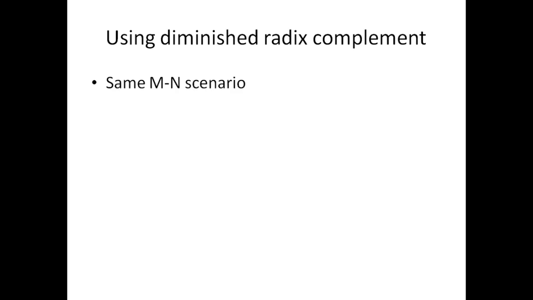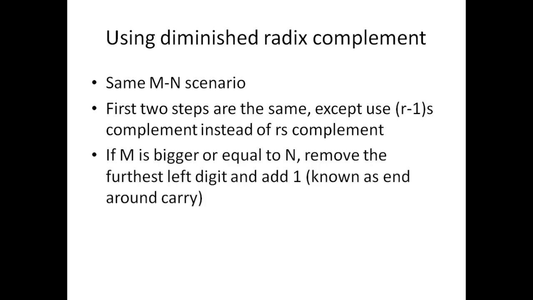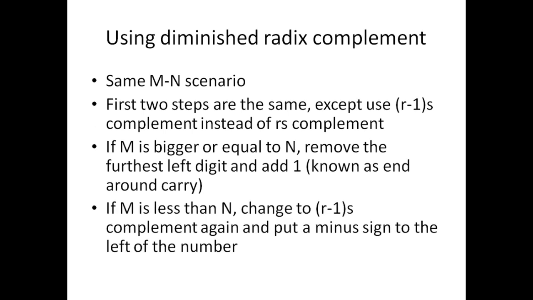Finally, let's see how to use diminished radix complement to subtract. The first two steps are the same, except you're getting the diminished radix complement instead of the radix complement. However, if m is bigger or equal to n, we discard the last digit and add 1. And if n is bigger, we simply change the sum to its diminished radix complement and put a minus sign to the left of the number.